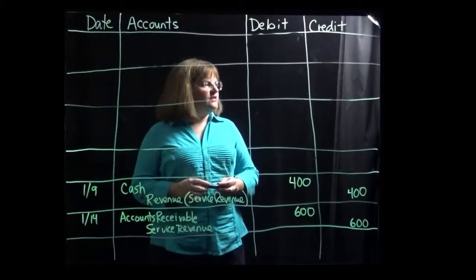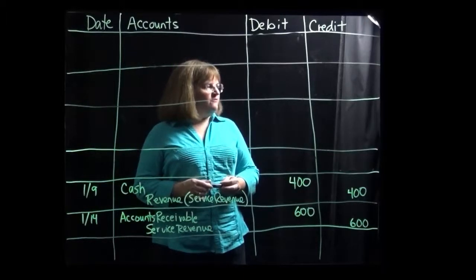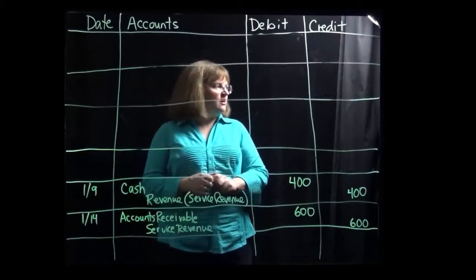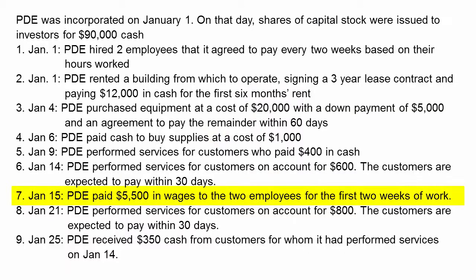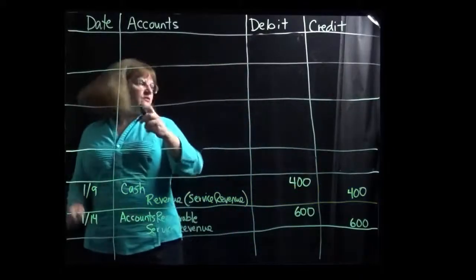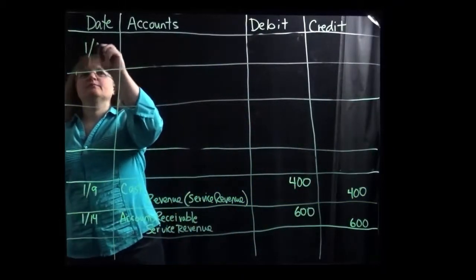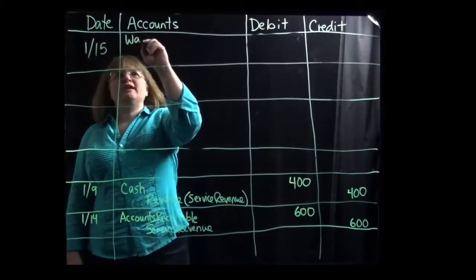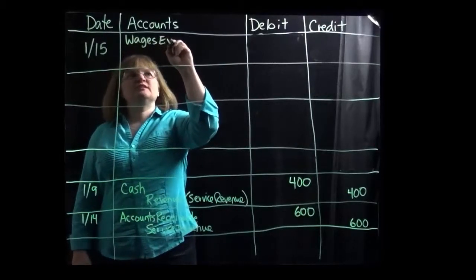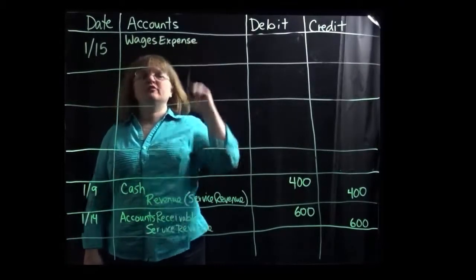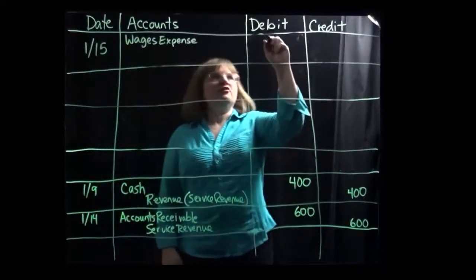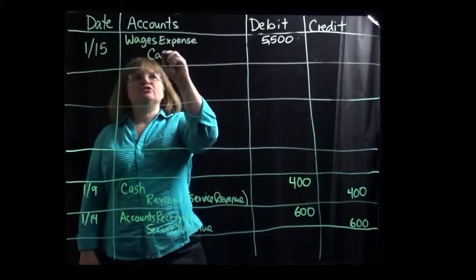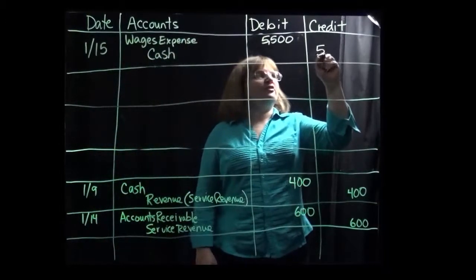So our next transaction says that P&E paid $5,500 in wages to the 2 employees that it had hired for their first 2 weeks of work. And so this is happening on January 15th. And so in this case we would debit an account called wages expense, or salaries and wages expense, or just salaries expense, depending on what the company decides to name it. They're going to debit that expense account for $5,500, and they're going to credit cash for the $5,500.